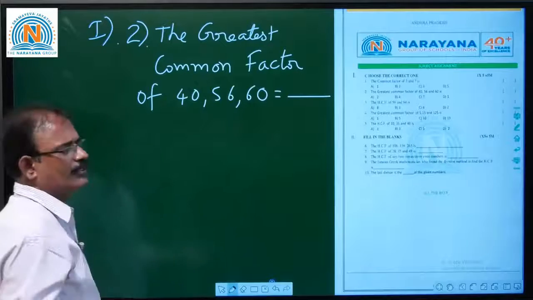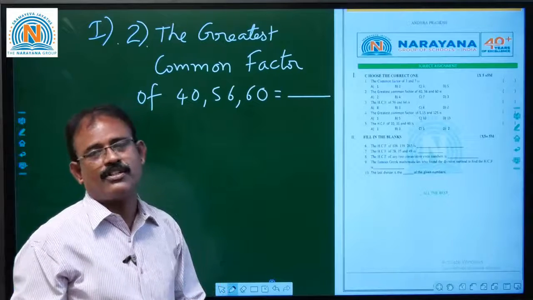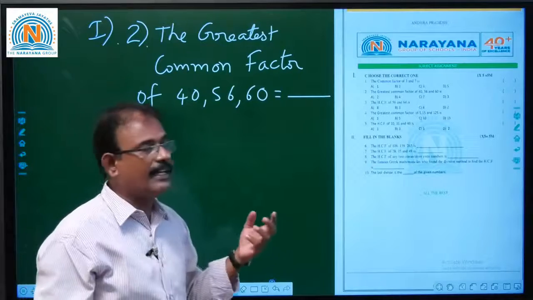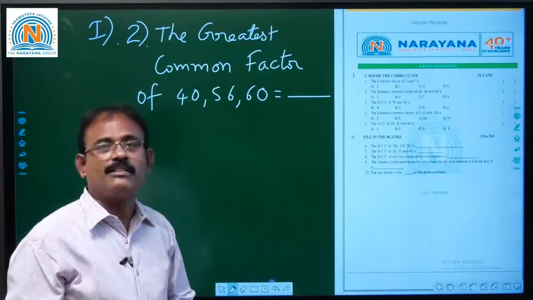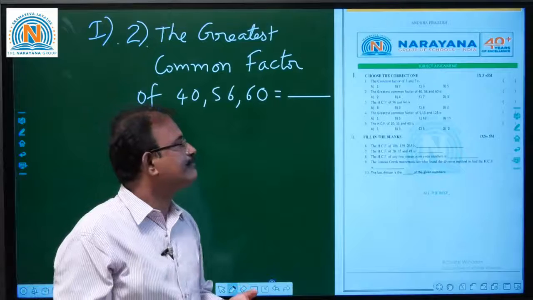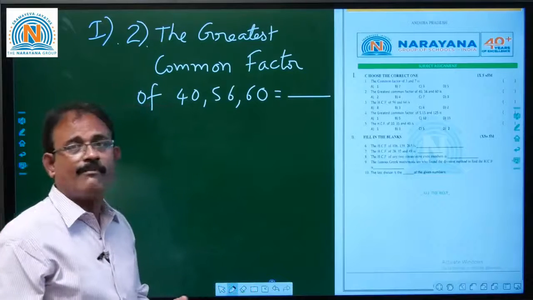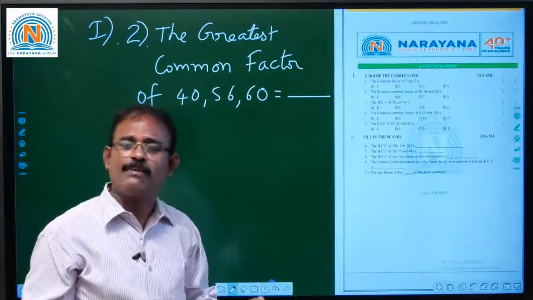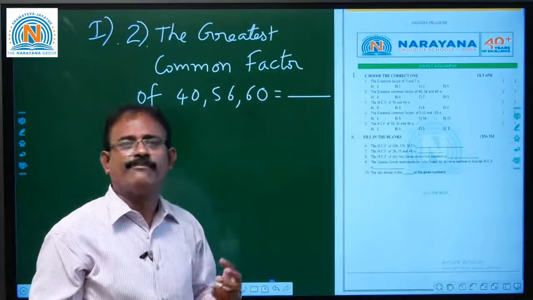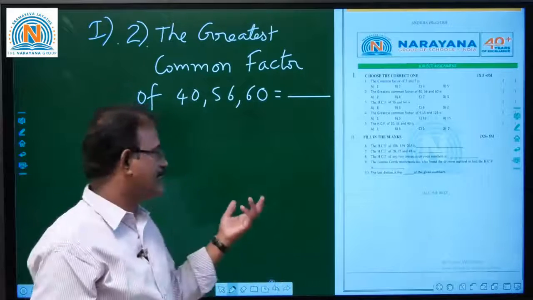So, of course, for finding HCF, we have 3 methods, children. First one is by writing all common factors. Second one is prime factorization method. And third one is by doing division method, children. So, if the question is with respect to large numbers, let us depend on division method. If the numbers are smaller numbers, let us go back to the factorization.